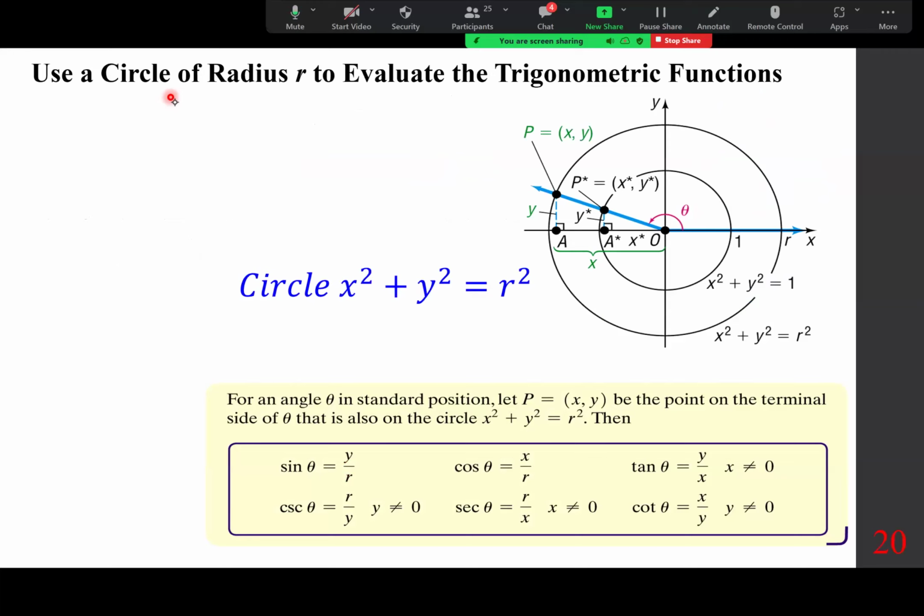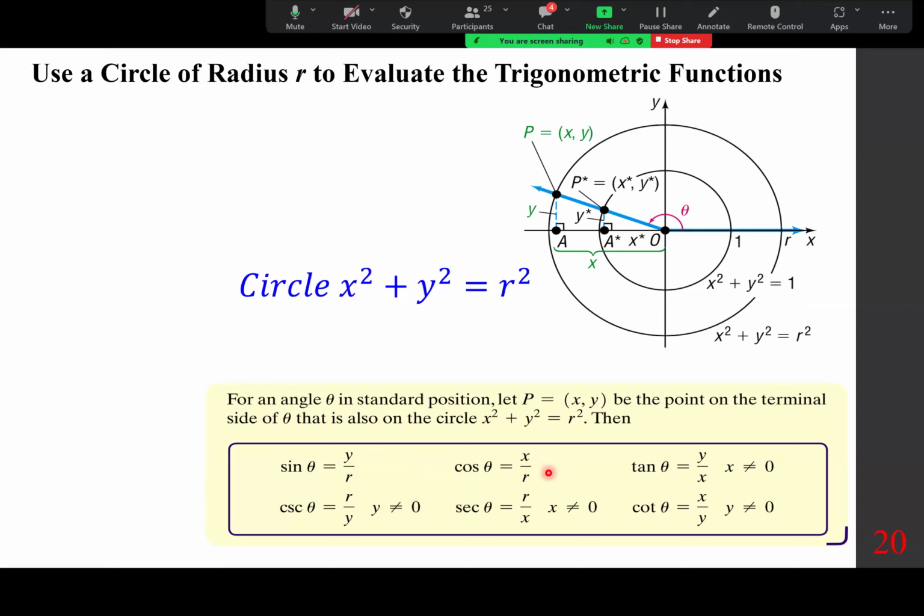Use a circle of radius r to evaluate the trigonometric functions. Remember, x squared plus y squared equals 1 when the center is located at 0, 0, and the radius is 1. But if it's not, x squared plus y squared equals r squared. And the formulas, remember, when it's 1, sine is y, cosine is x. When it's not, now sine is y over r and cosine is x over r.